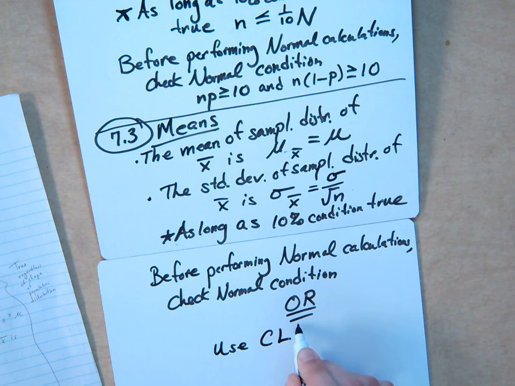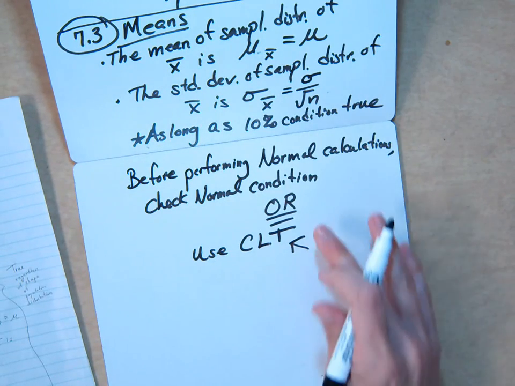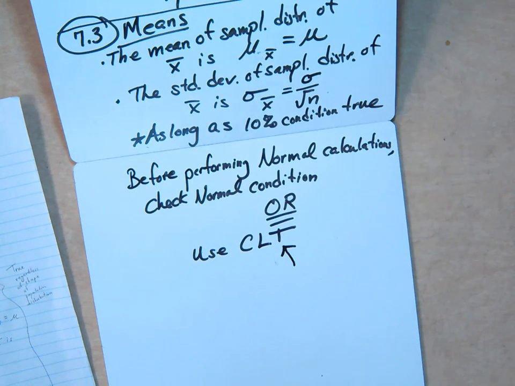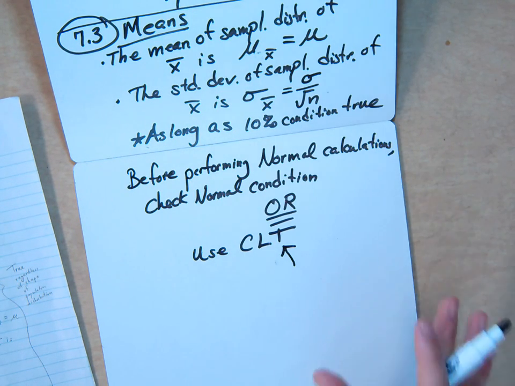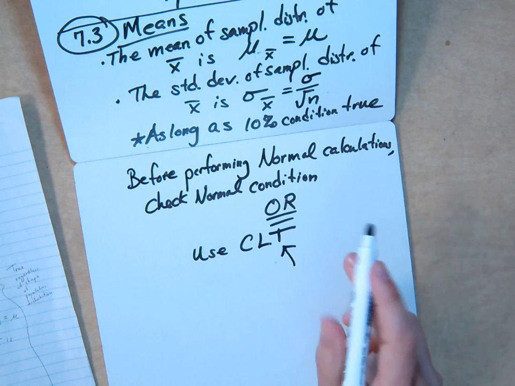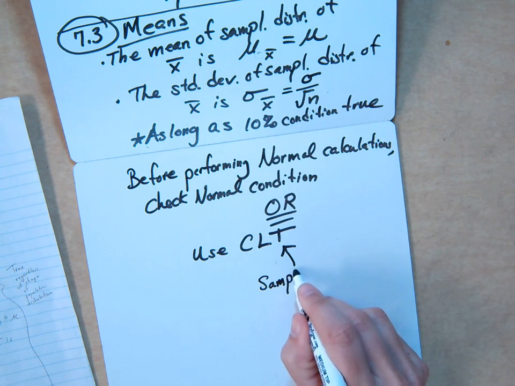Use the CLT, central limit theorem, and that says that no matter what the population distribution is, if you already know the population distribution is normal, then the sampling distribution will be normal, you're fine. But even if you don't know that the population distribution is normal, the sampling distribution will still be normal as long as your sample size is greater than or equal to 30. So that would be using the central limit theorem. And I'll have time for another video on that tomorrow as well.